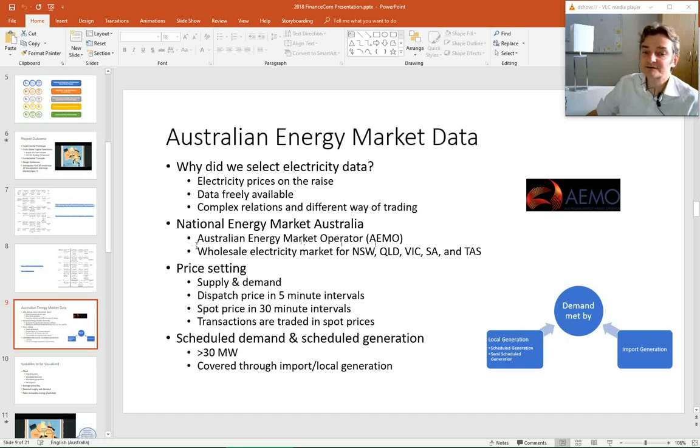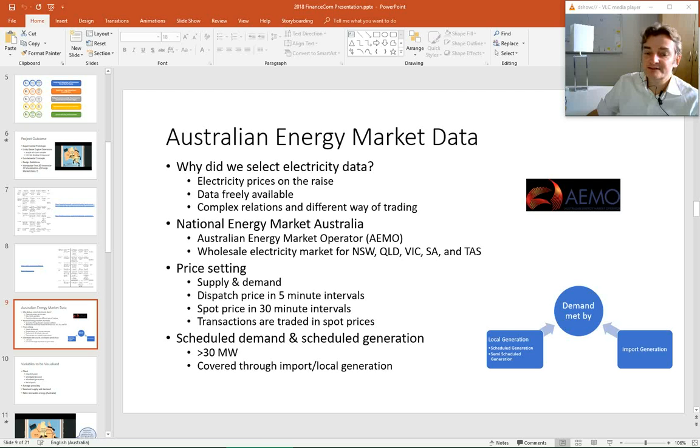The national energy market in Australia is run by one operator, the Australian Energy Market Operator, AEMO, and basically it operates all of this. We have a wholesale electricity market for almost all states, except Western Australia, where the electricity market prices are set a little bit differently. Typical price setting is done in a supply and demand way. The dispatch price is calculated every 5 minutes, and the spot price is calculated in 30-minute intervals. All transactions are done at spot prices, so there's a little bit of lag between the dispatch prices and the spot prices.